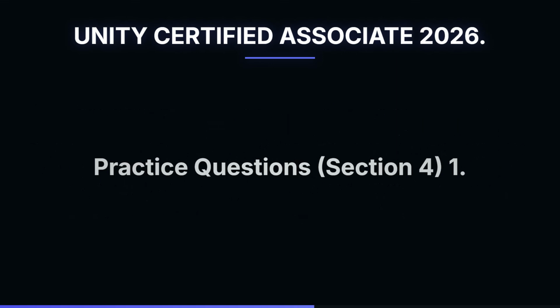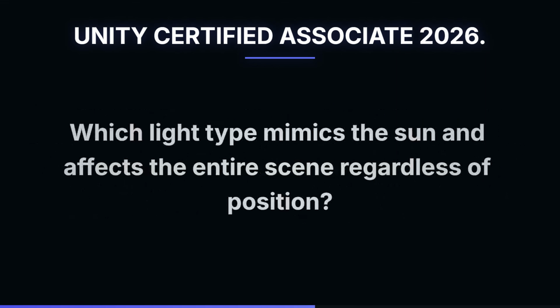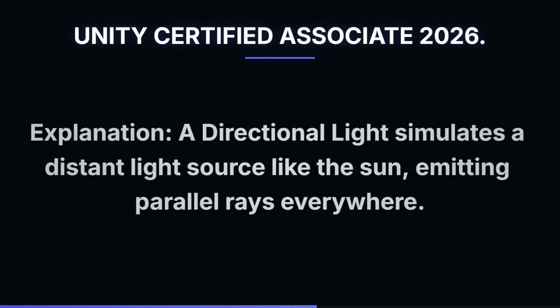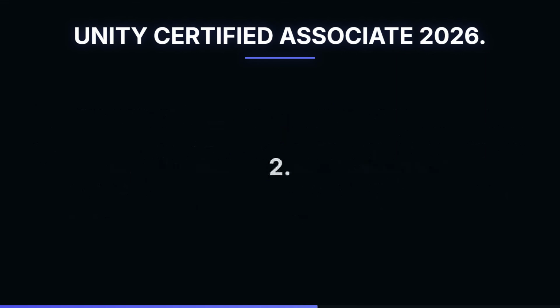Practice questions, Section 4. 1. Which light type mimics the sun and affects the entire scene regardless of position? Answer: directional light. Explanation: a directional light simulates a distant light source like the sun, emitting parallel rays everywhere.